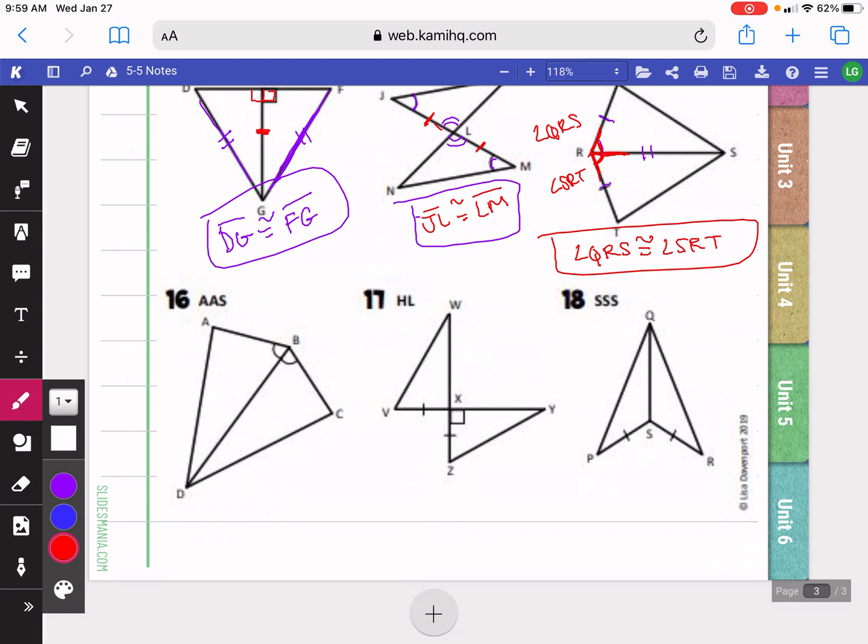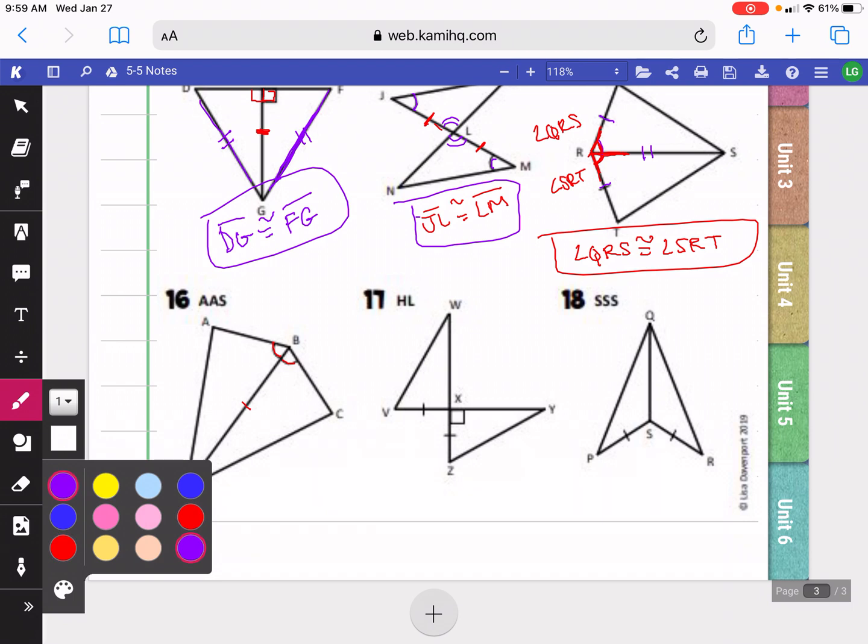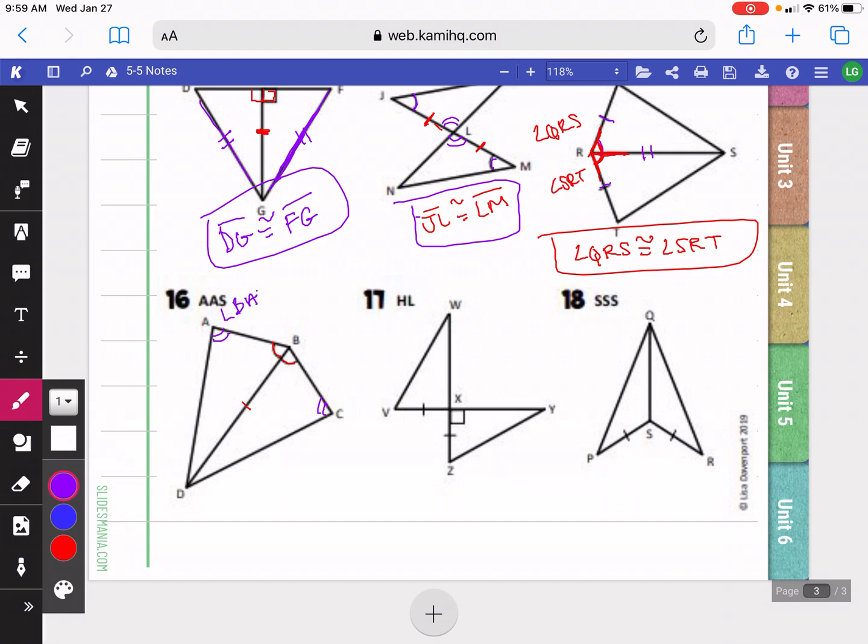In our next image, they want angle, angle, side. So we know that this angle and this side are congruent because that's this common side. So we would need to prove that this angle here and this angle here are congruent. So that angle BAD and angle BCD are congruent.